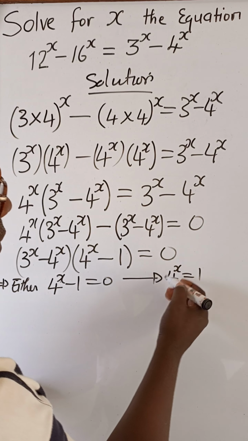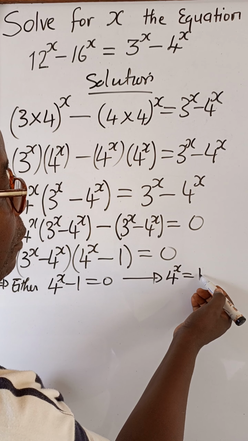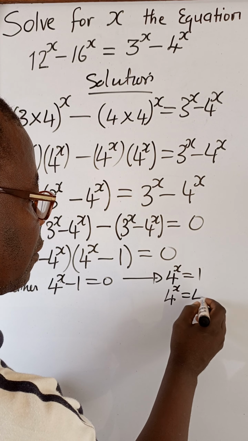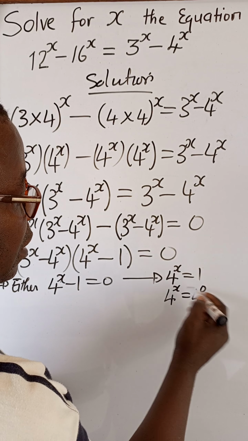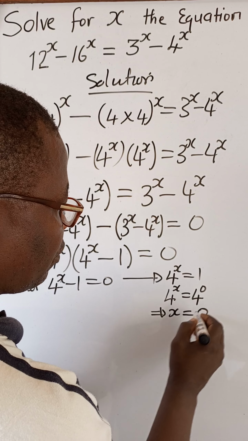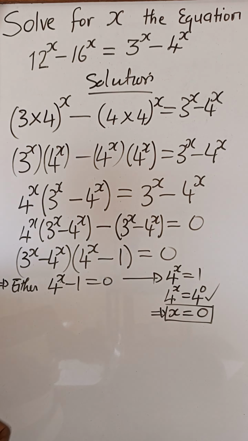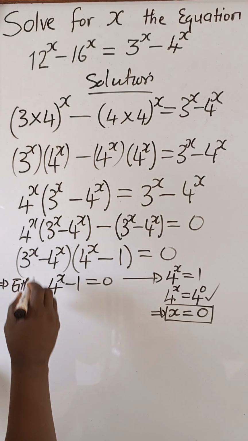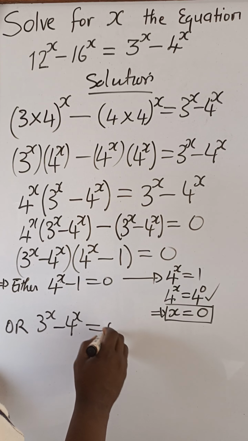When do we have this being true? We can change this one to an index form whose base is 4. 1 can be written as 4 to the power 0. So we have 4 to the x equals 4 to the power 0. Now this index expression is equal to this index expression, the bases are equal, so automatically the powers must be equal. So the value of x is 0. Or we'll now take the other one, 3 to the x minus 4 to the x equals 0.